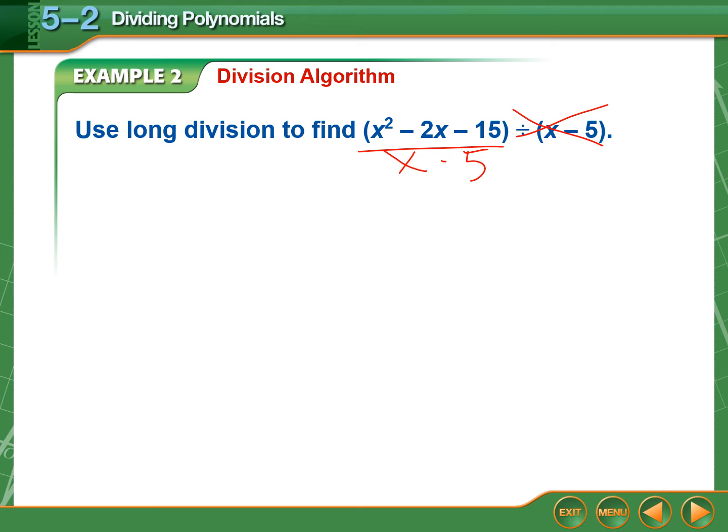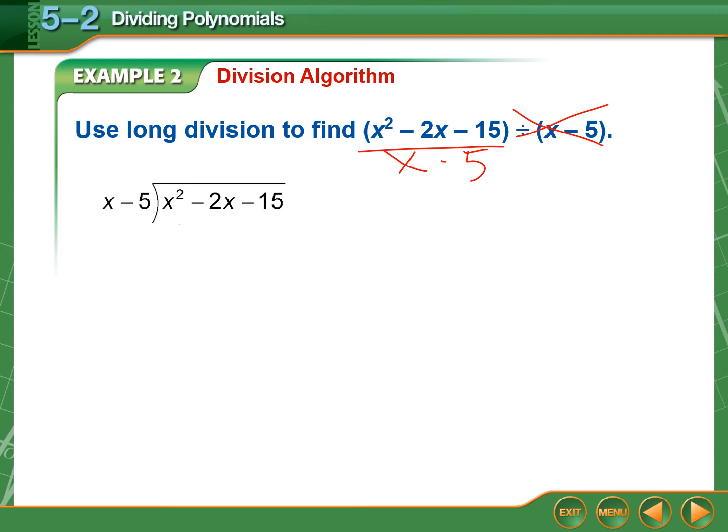I cannot treat this like I did the first problem because I have two terms. I have x minus 5. That minus sign came in there separating my two terms, my x and my 5. So I cannot separate it as fractions. So let's go ahead and use long division.